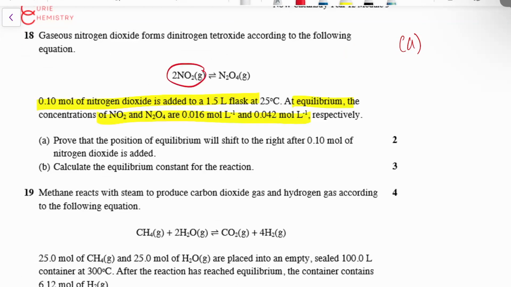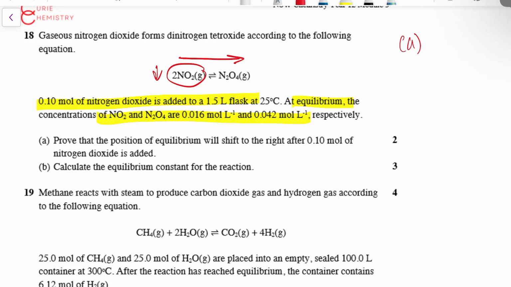So if you can calculate the initial concentration, if it shifts to the right, then the concentration over time should go down. So if you can calculate the initial concentration and then prove that it's higher than the final concentration, which means it's going down, then it must be shifting away from NO2, so it is shifting to the right. That's the first way of doing it. The second way of doing it is the way we know it from the syllabus, which is calculating the reaction quotient Q and then comparing it to the equilibrium constant K.